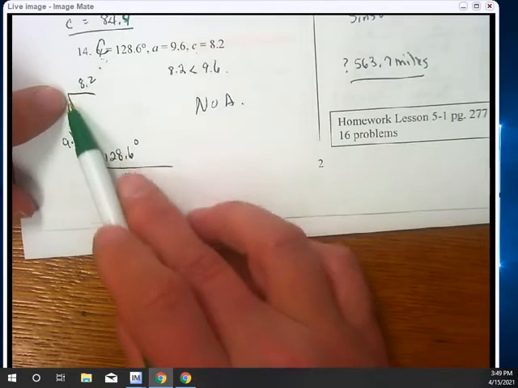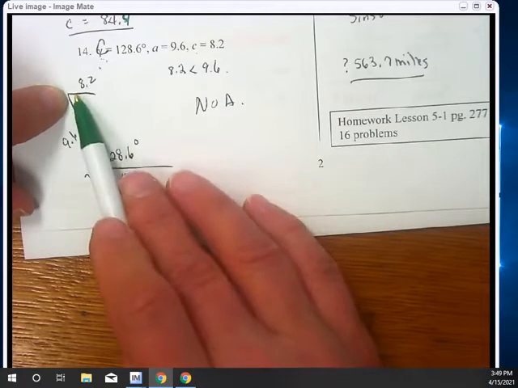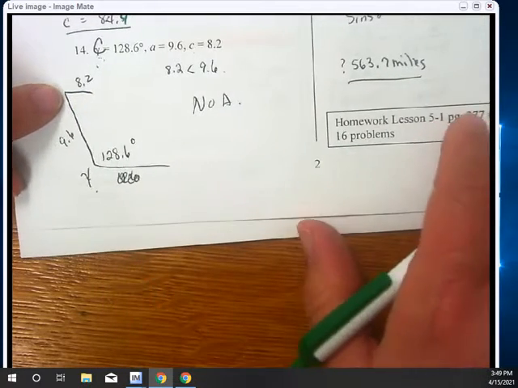We're given the side nearer is 9.6 and the side opposite is 8.2.